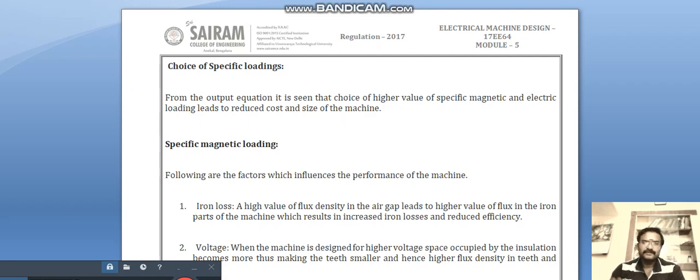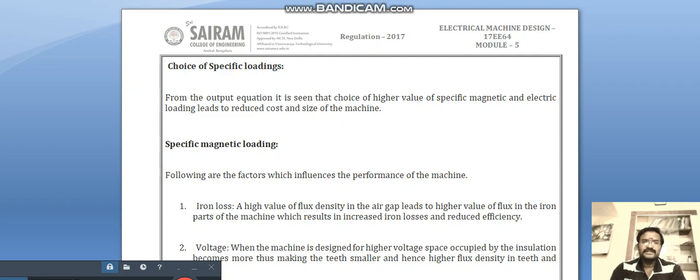Either it may be a transformer, a DC machine, an AC induction machine or a synchronous machine, this specific magnetic loading and this specific electric loading will decide the design of the machine. So it's a very important one. So let me see the choice of specific loading.